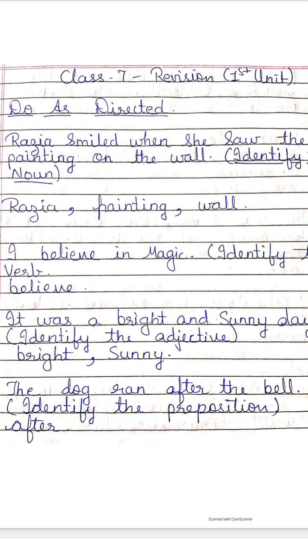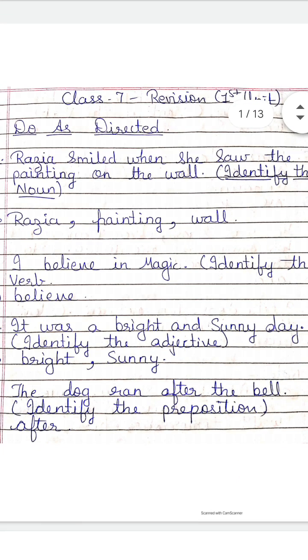Now the first is do as directed. Razia smiled when she saw the painting on the wall. This is the sentence. Here you have to identify the noun. We all know what nouns are. Nouns are naming things. So here we have Razia. It's a noun. It's a name of a person. Then painting. Painting is a thing. Wall. Again wall is an object, a thing. So these three are nouns.